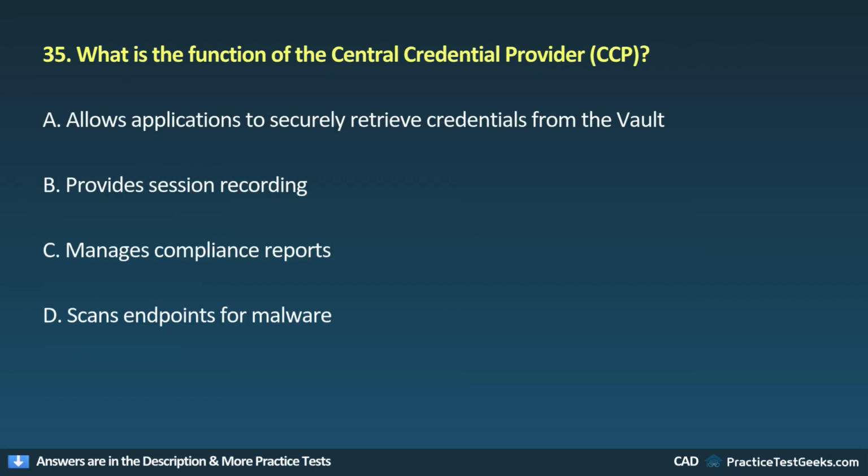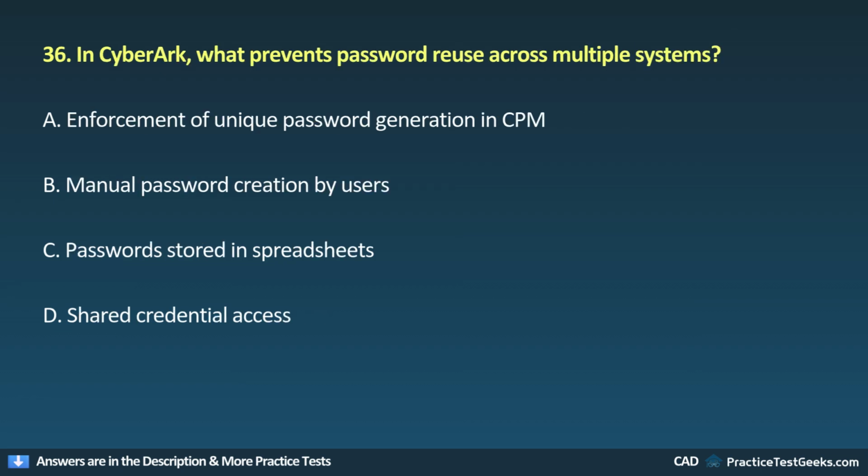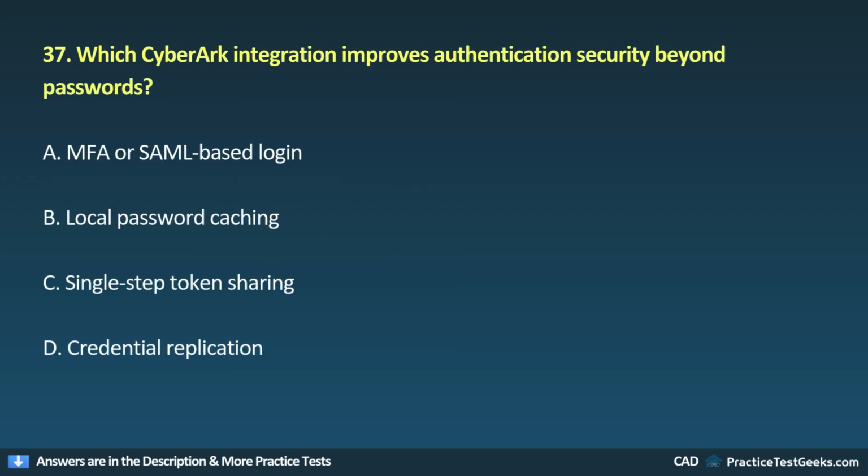35. What is the function of the Central Credential Provider, CCP? A. Allows applications to securely retrieve credentials from the vault. B. Provides session recording. C. Manages compliance reports. D. Scans endpoints for malware. 36. In CyberArk, what prevents password reuse across multiple systems? A. Enforcement of unique password generation in CPM. B. Manual password creation by users. C. Passwords stored in spreadsheets. D. Shared credential access.